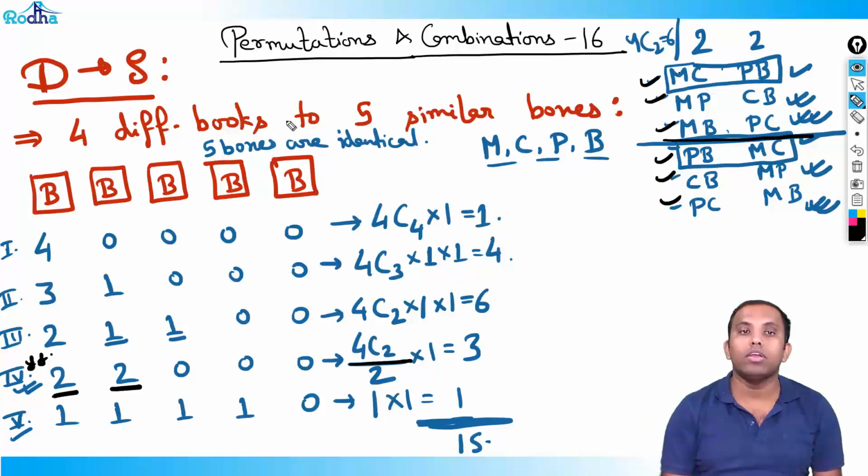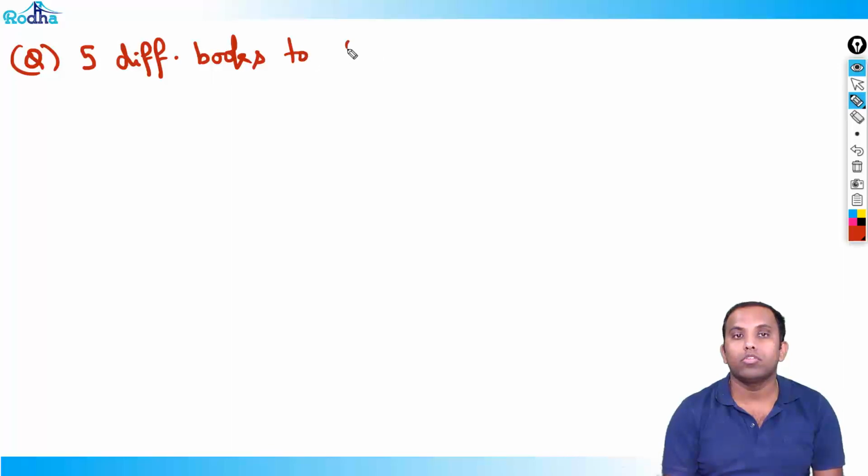So the answer for this question is what? 15. In how many ways can 4 different books be distributed to 5 similar boxes? The answer is 15. Okay, one more question we'll do on this concept. 5 different books to 3 similar boxes.